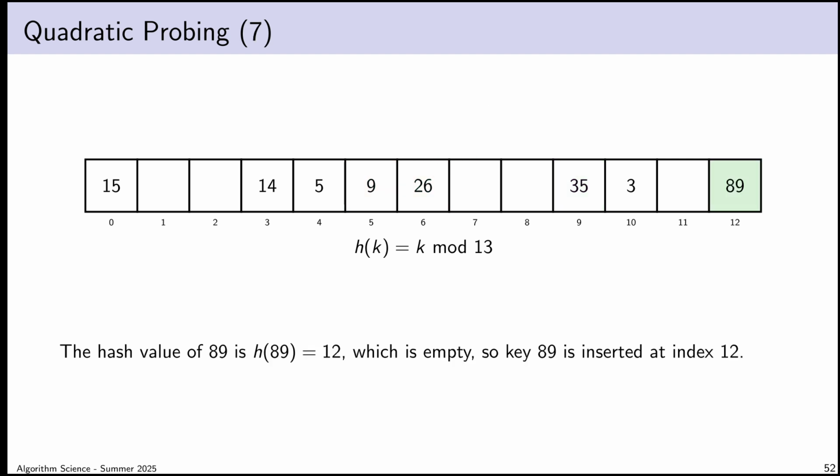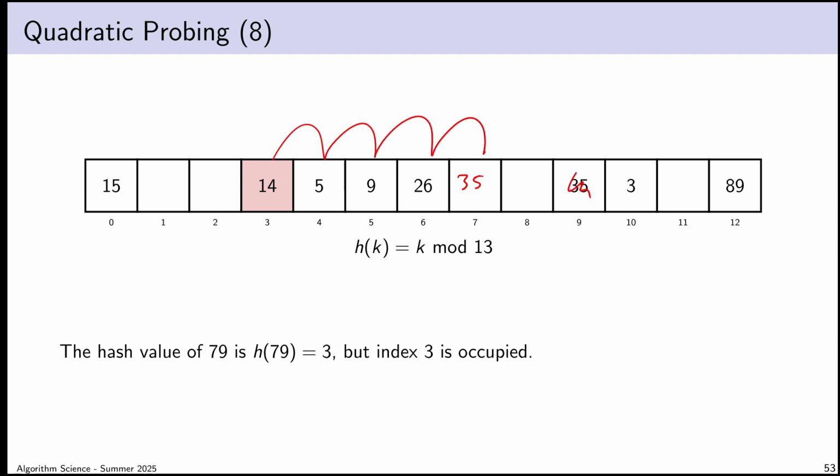All right, the hash value of 89 happens to be 12, which in this case is empty, so that's also a freebie. We just insert it directly in index 12. Now, I try to insert 79. Recall that last time, because 35 ended up here, 79 required quite a few hops before I could insert it. Hopefully, quadratic probing helps us with that. Although, as usual, even if it does, that doesn't necessarily mean quadratic probing is always better. It's just an anecdotal example.